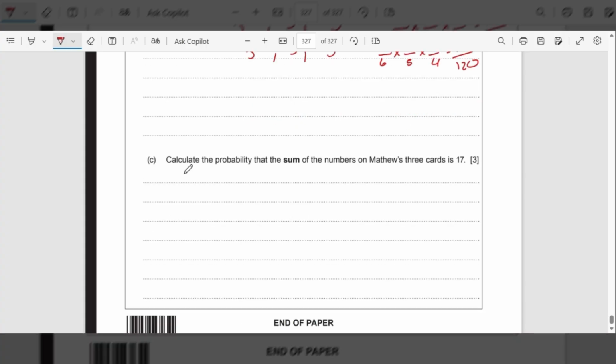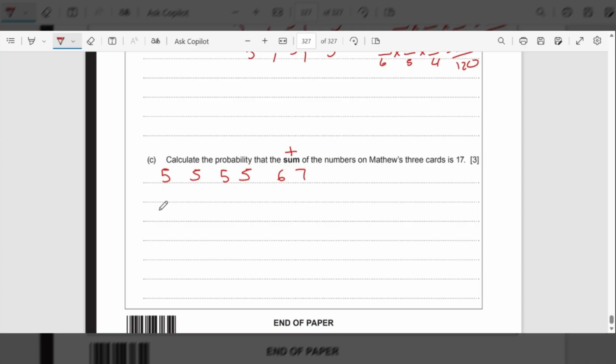Let me write down what I add again. So it was 5, 5, 5, 5, 6, 7. Calculate the sum is add. Product is times. Sum is add. Calculate the probability that the sum of the numbers on Matthew's 3 cards is 17. People, this is not saying a specific color or a specific number. We have to just list these, okay?